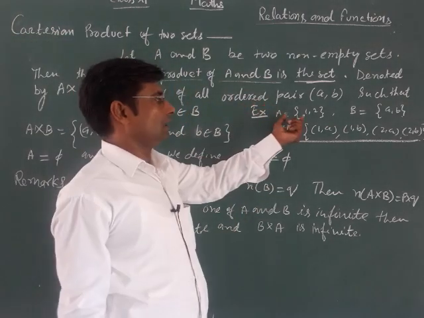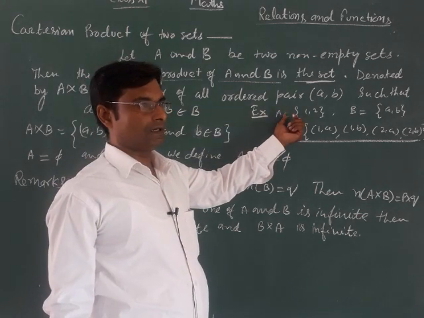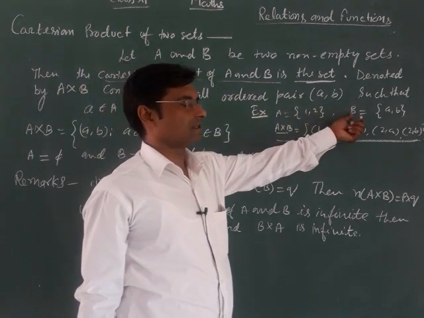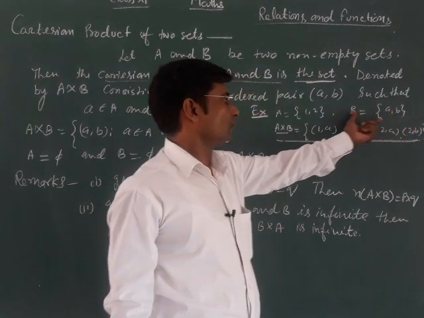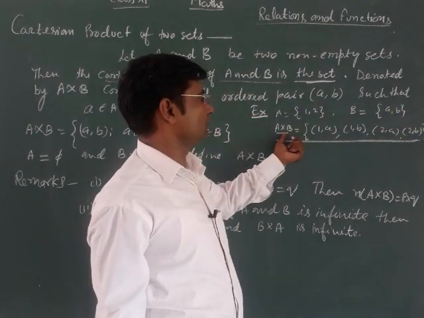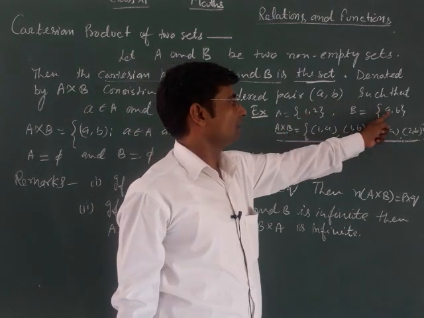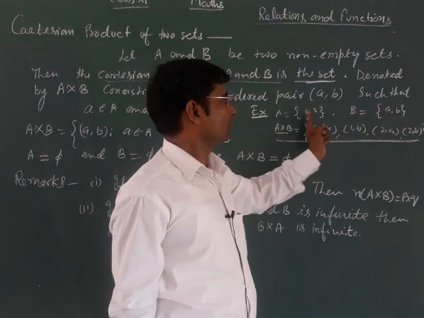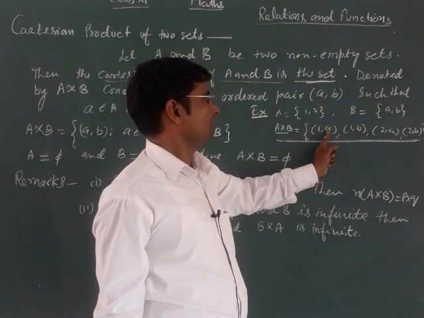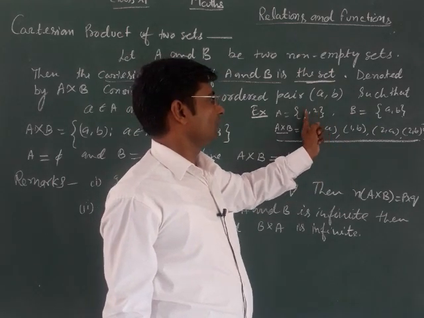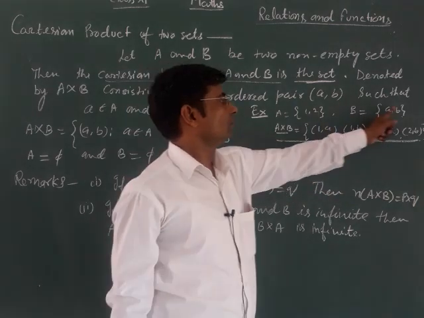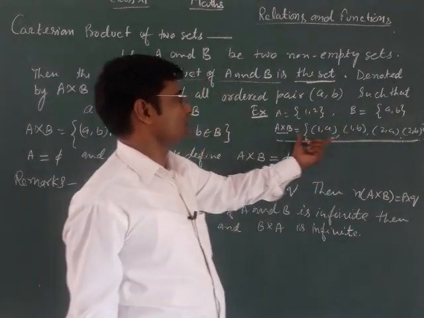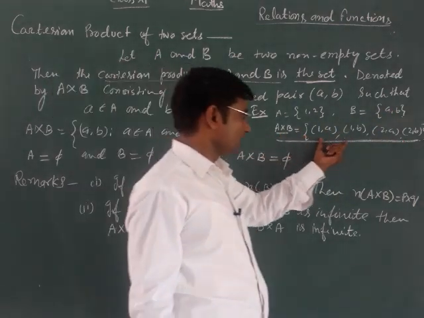Now let set A have elements 1, 2 and set B have elements a, b. So A cross B is equal to {(1, a), (1, b), (2, a), (2, b)}. So this is the Cartesian product represented as a set.